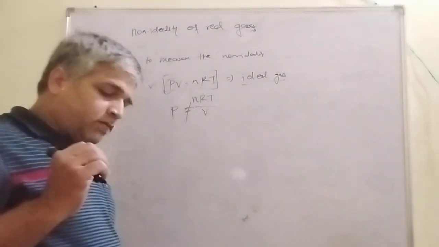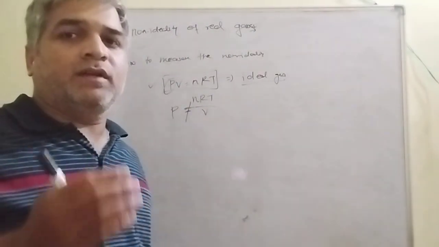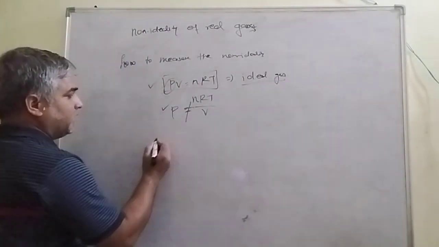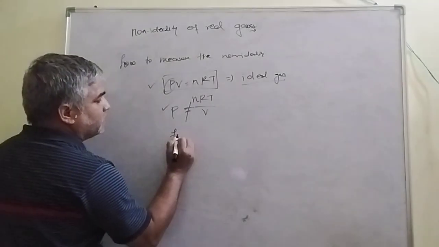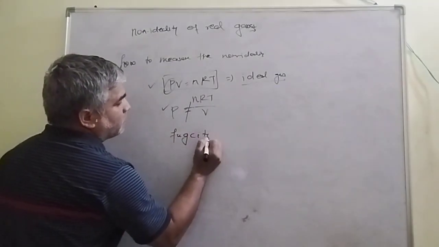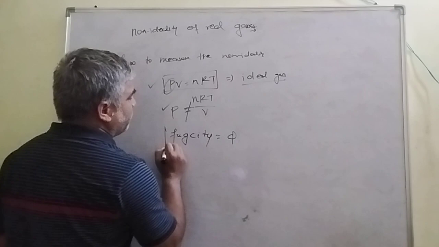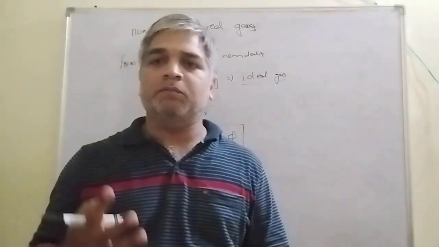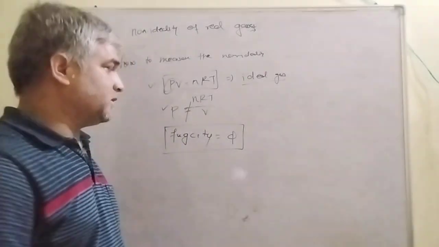So to obtain the non-ideality of a real gas, to get the pressure of a real gas, we use one term known as fugacity, which is denoted by phi. So what does this fugacity mean, that I am going to explain in today's class.